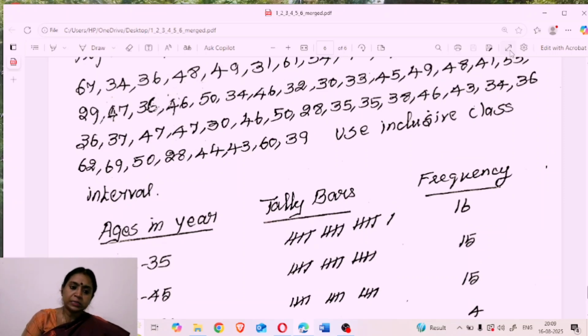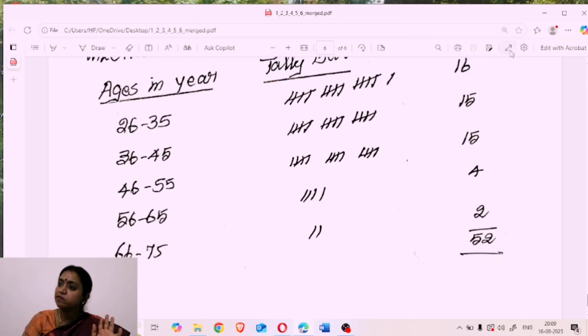So look at this, numbers start from 28. So we can have 20 to 40, or 28 no. So 26 to 35 you can have, or 20 to 40, 41 to 60. It is your wish, you can choose a class interval. The core thing is the final total must be 52.